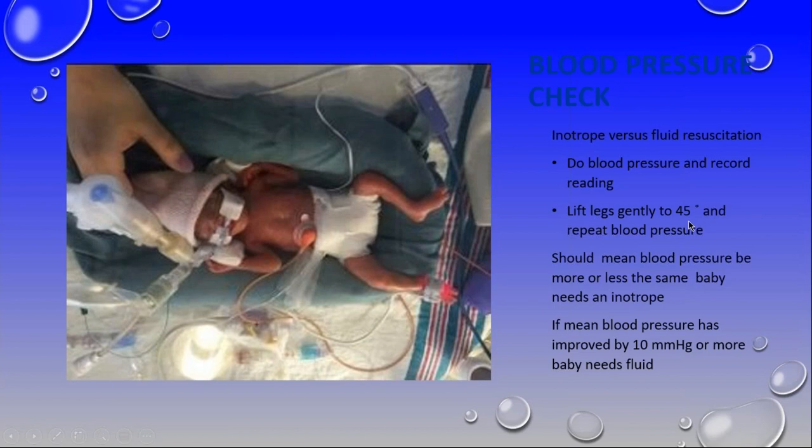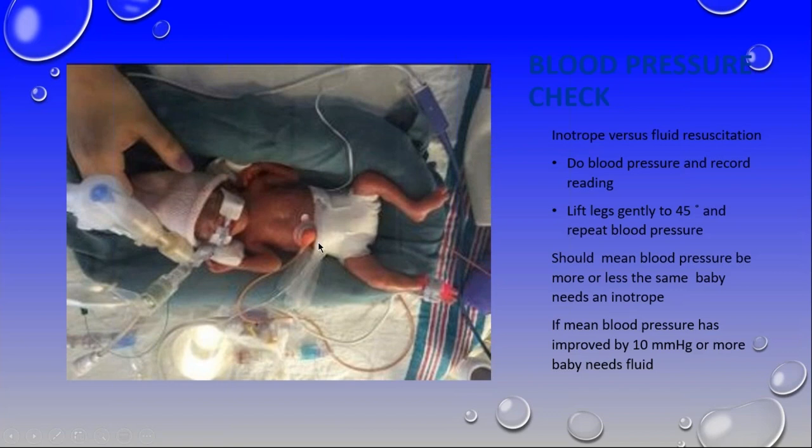Should the mean blood pressure be more or less the same, it's actually indicative that that baby doesn't need fluid, but rather needs an inotrope, whereas if it is a fluid problem, the mean blood pressure will improve by at least 8 to 10 millimeters of mercury. That tells you the baby needs fluid.